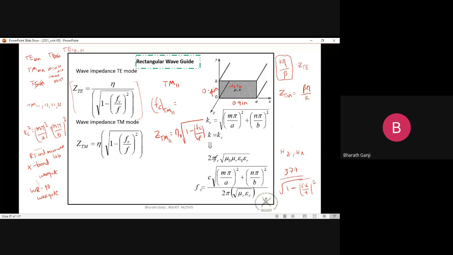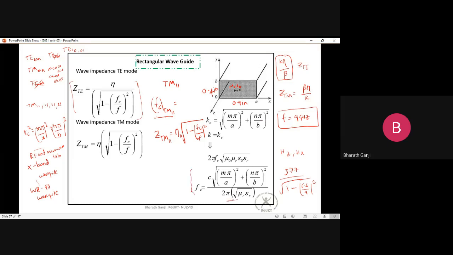Okay, so let me take a frequency. First let me take the frequency we took earlier, 9 gigahertz. And I ask you the answer, what is the wave impedance? So can you first tell me what cutoff frequency I'll get? For the cutoff frequency I have to do it from here.